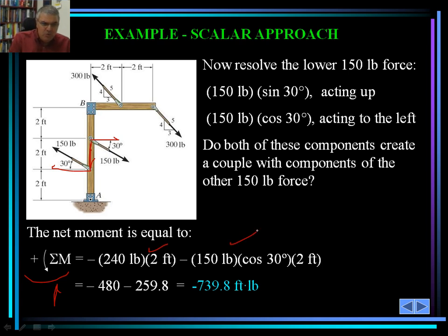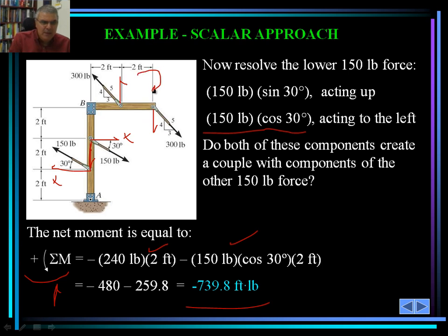Minus 240 times 2, minus 150 pounds cosine 32. This is for this X component. Remember, only this component of the force is going to create a couple. The component that goes along the line of AB doesn't contribute to creating any moment since they cancel each other out, as I've just shown you. So the final answer would be minus 739.8.